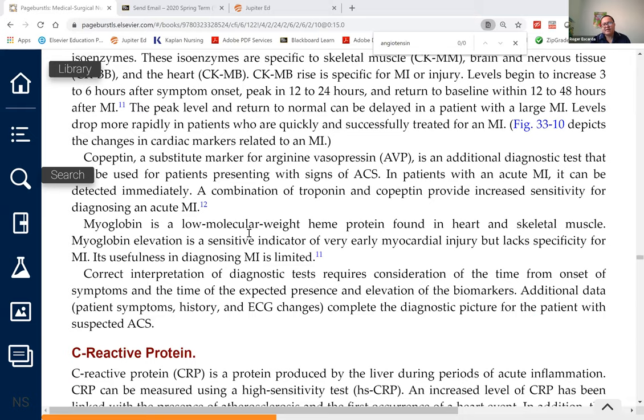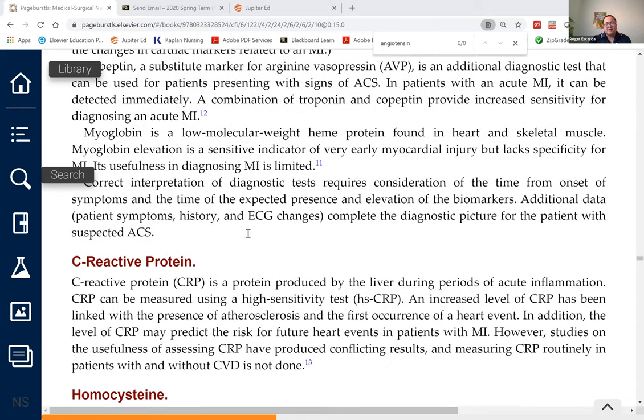Myoglobin is not very cardiac specific, because you can have myoglobin if, let's say, this patient fell, because myoglobin is also released by skeletal muscles. So it's not unique to cardiac muscles, unlike troponins or CKMB, which no other muscle in the body produces.